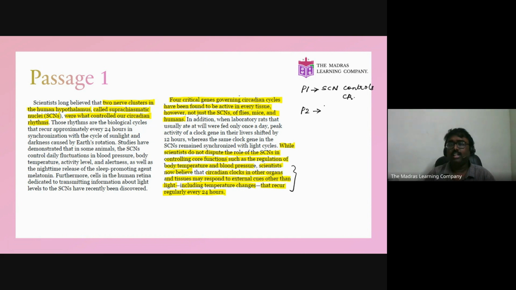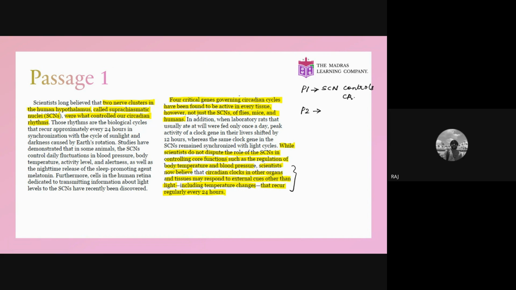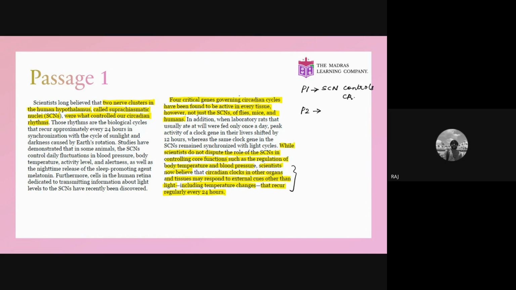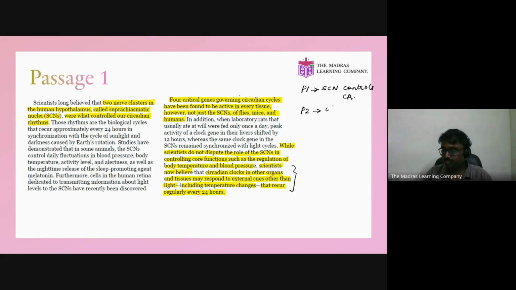What is it trying to say? Is SCN the only thing that's controlling circadian rhythm? No, no. It also controls other different factors. Does it control other different factors, or do other different factors control this? No, other different factors control. Yes. So other factors control circadian rhythm. That's all. This is your map.